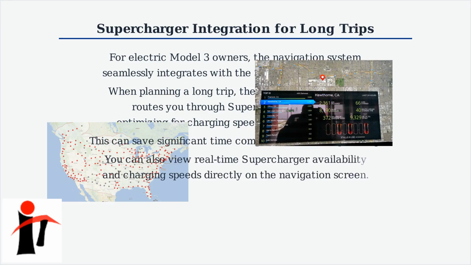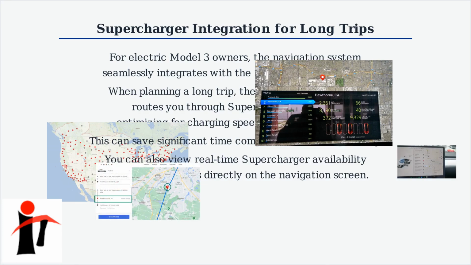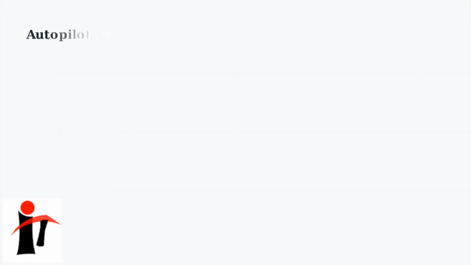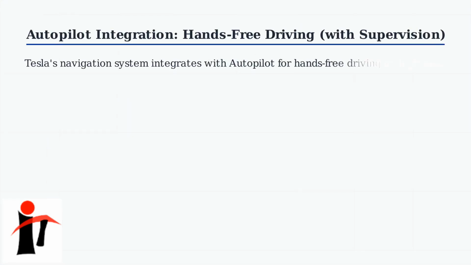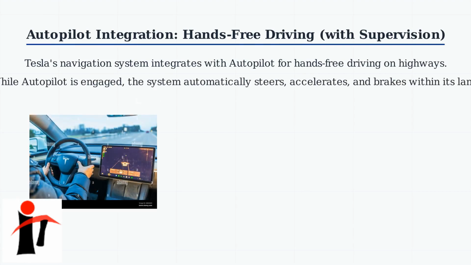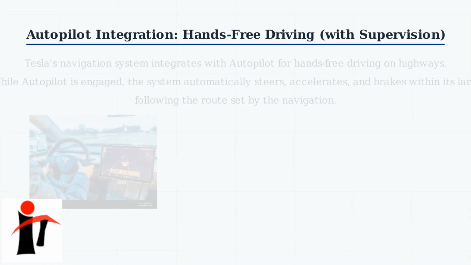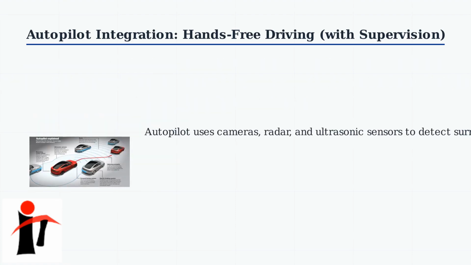You can also view real-time supercharger availability and charging speeds directly on the navigation screen. Tesla's navigation system integrates with Autopilot for hands-free driving on highways. While Autopilot is engaged, the system automatically steers, accelerates, and brakes within its lane following the route set by the navigation. Autopilot uses advanced sensors including cameras, radar, and ultrasonic sensors to maintain safe distances and adapt to traffic conditions.